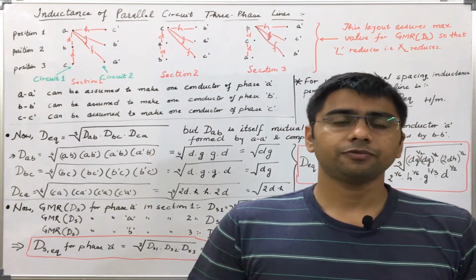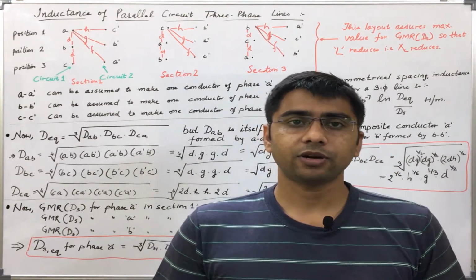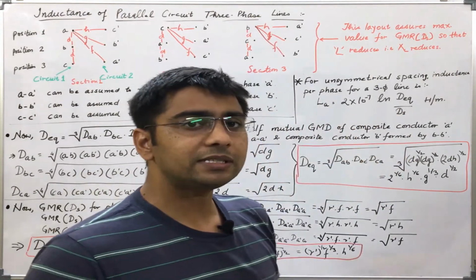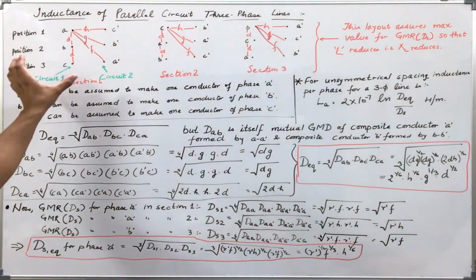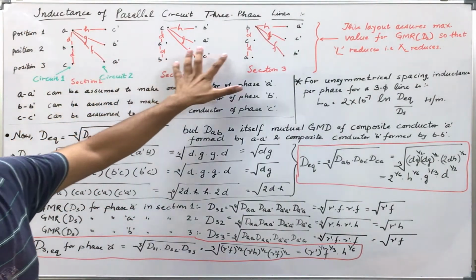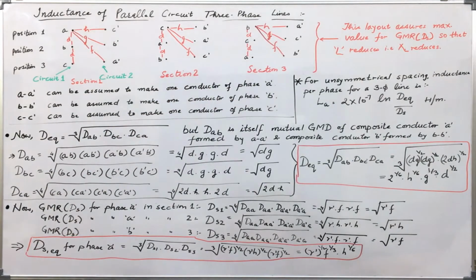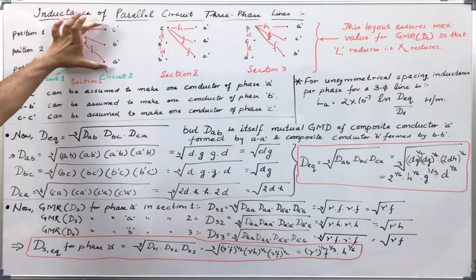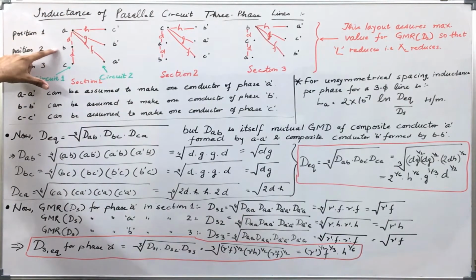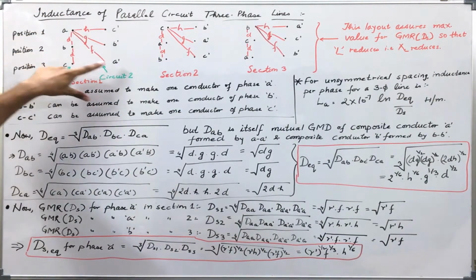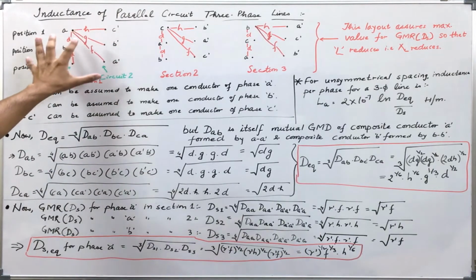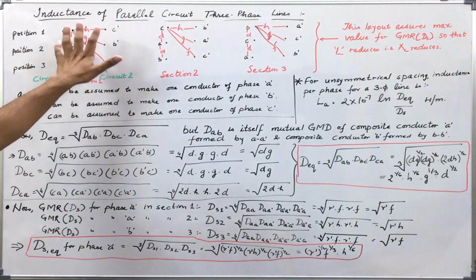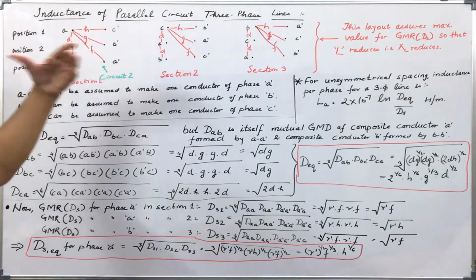I have already told what is the meaning of a multi-circuit line or double circuit line. Now once again we will see here. As you can see, I have drawn three sections of transmission line. Now you can see that this is one line, this is the second line. Phase A, phase B, phase C of the first line, phase A, phase B, phase C of the second line. So these two lines will be installed on the same tower.